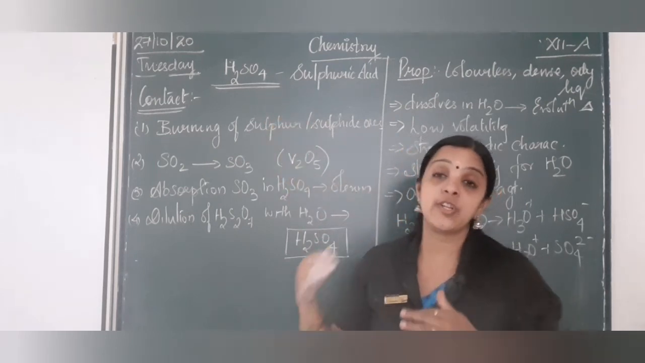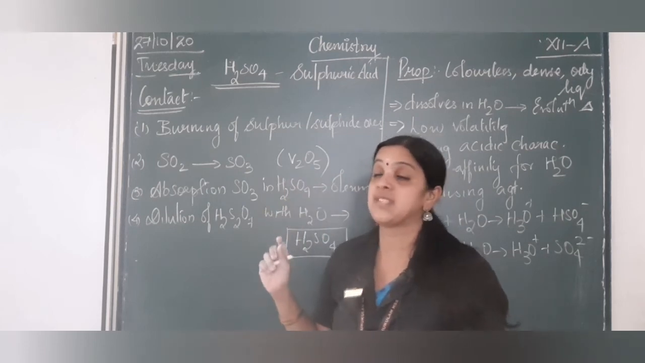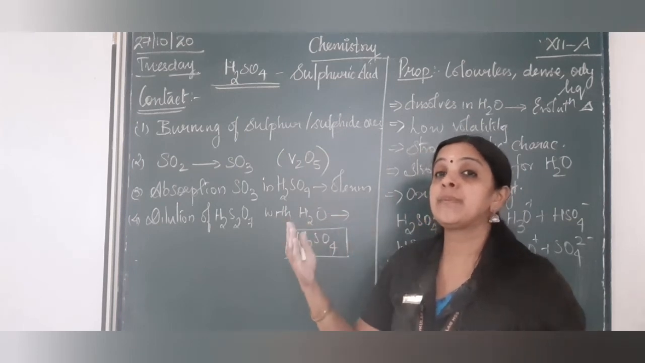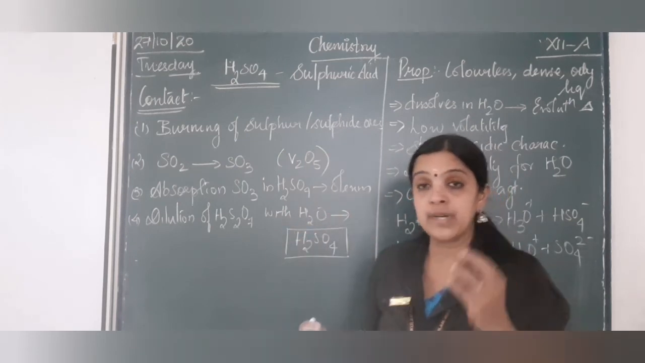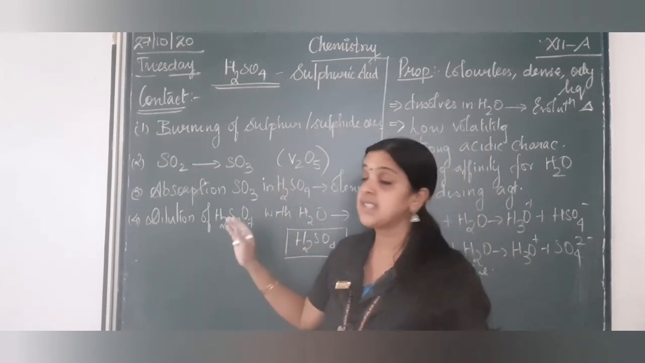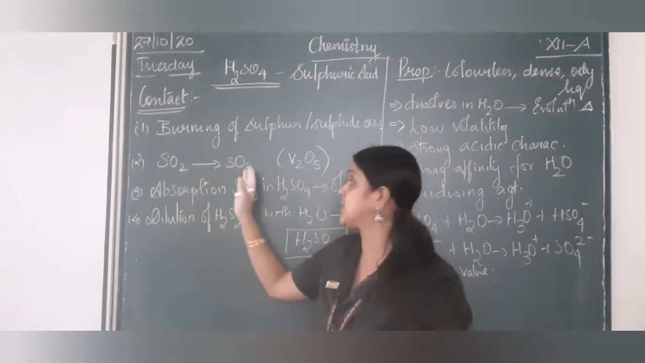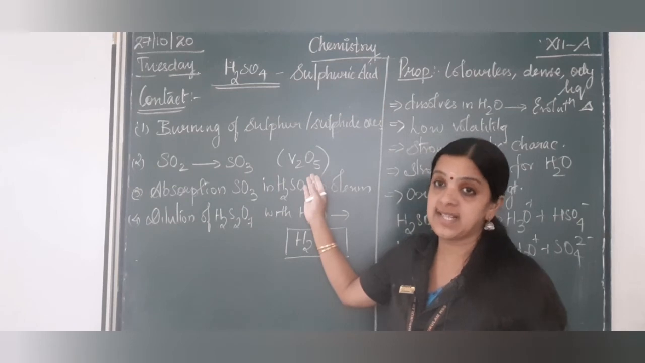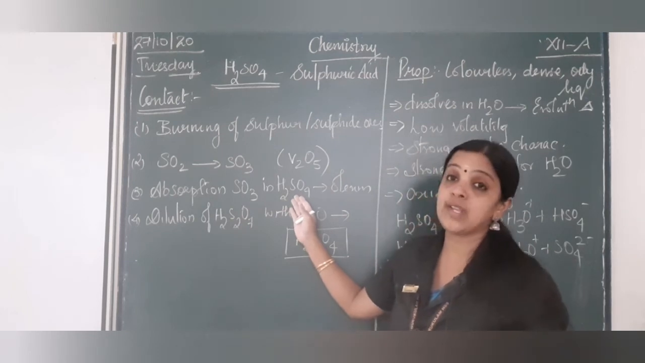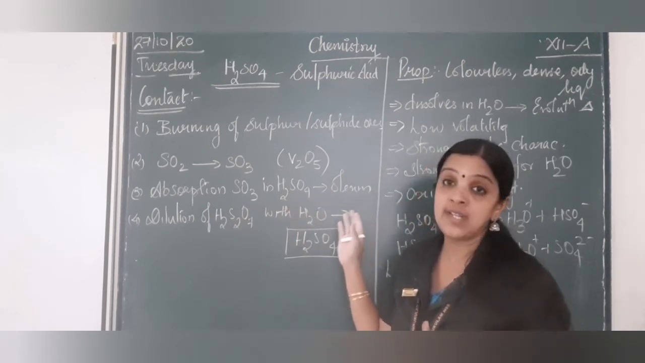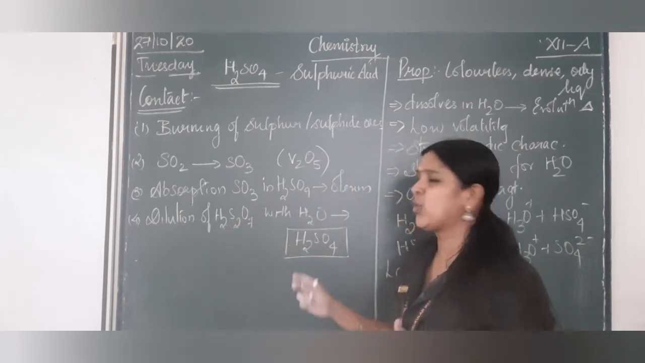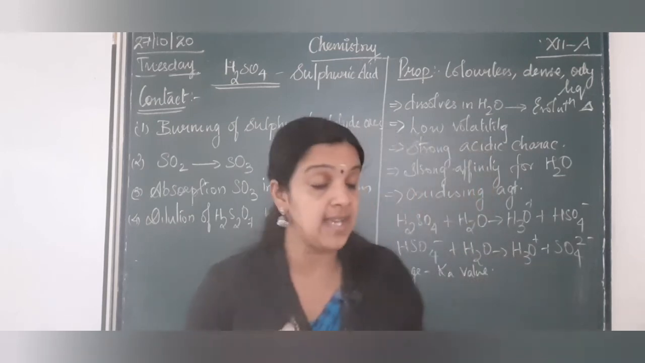It is prepared in a 3-4 step process, which we call the contact process, where the first step is burning of sulfur or sulfide ores with oxygen to liberate sulfur dioxide. That is, you burn sulfur or sulfide ore in the presence of oxygen to form SO2. In the second step, SO2 is catalytically oxidized to SO3 using vanadium pentoxide as catalyst. In the third step, the SO3 thus formed is absorbed in sulfuric acid to form oleum, which is H2S2O7, and the last step is diluting oleum with water to get the required concentration of sulfuric acid.